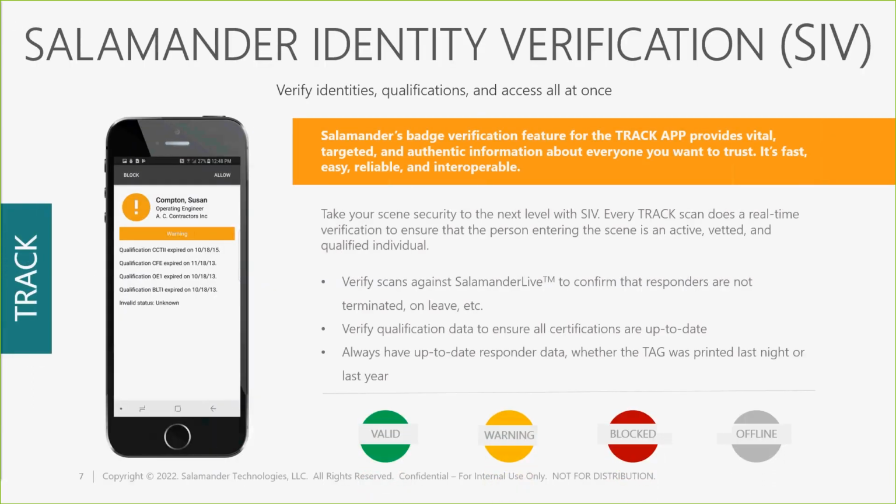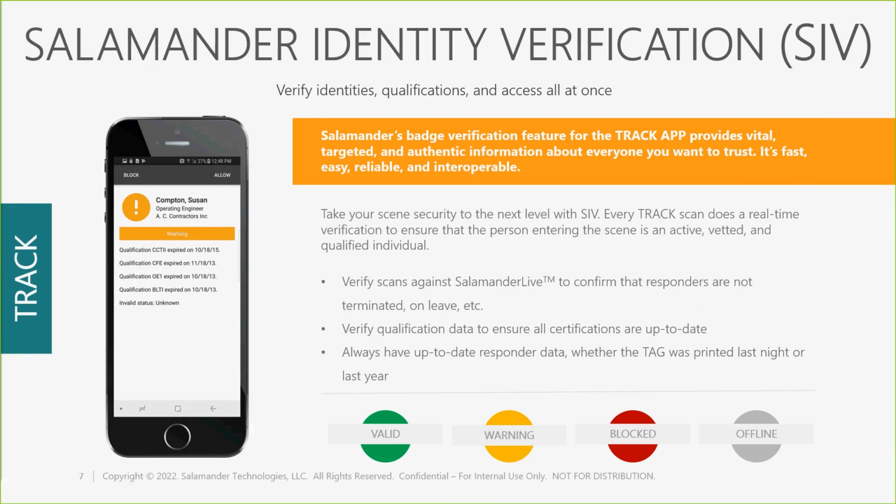And then the last feature I want to briefly talk about is Salamander Identity Verification, also known as SIV. I want to talk about this because this is a feature that's within the track app. This feature provides an additional layer of tag security for your event by ensuring that the people entering the scene are active, vetted, and qualified. Any Salamander credential can be verified, including people that are outside of your Salamander organization or account.